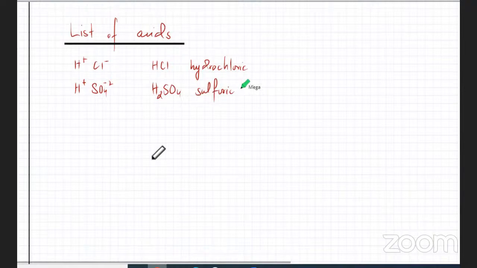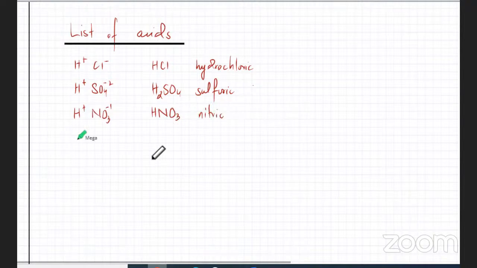Okay, forget acids. Then you have H plus 1, combine it with NO3 minus 1. That's going to give you nitric acid. So H plus 1, combine it with NO3 minus 1. That's going to be HNO3, and that's your nitric acid.